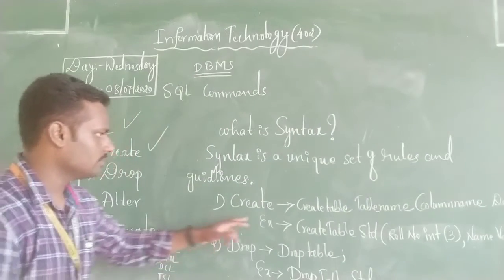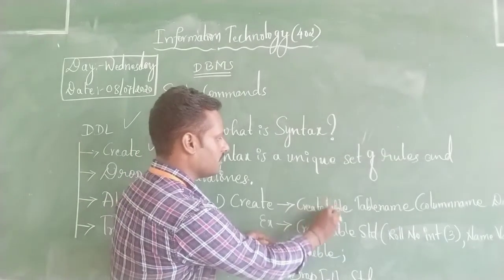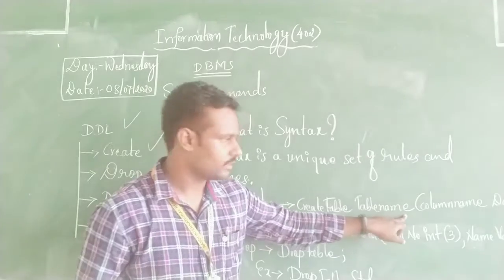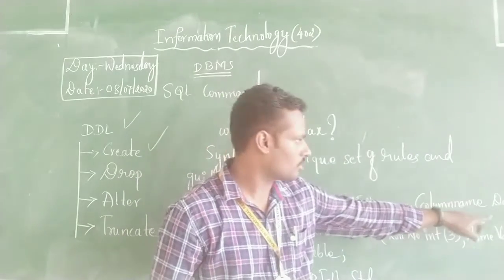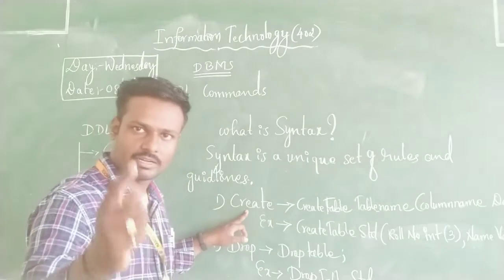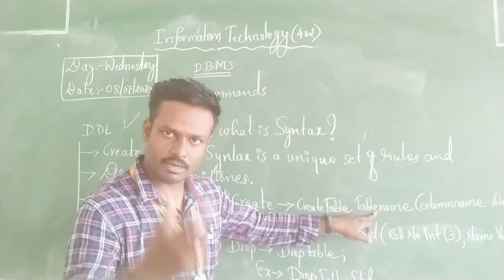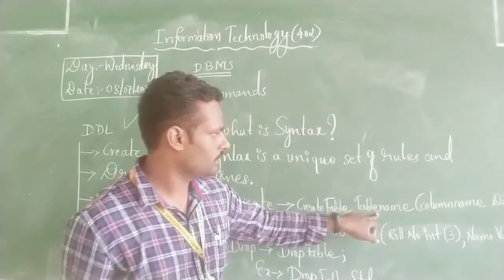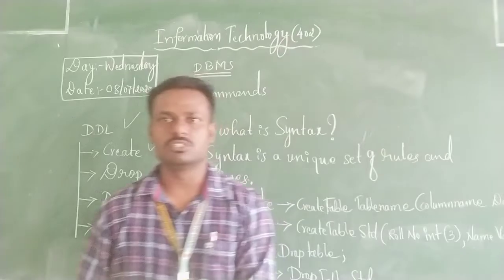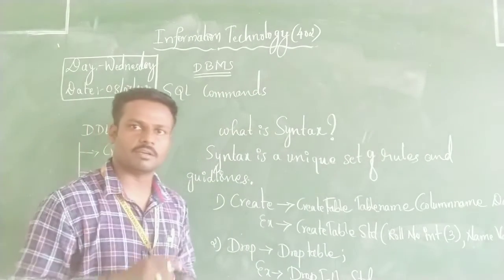The create command syntax is create table, then table name, bracket, column name, comma, its data type, right? So the syntax is create table, space, the table name you have to mention, and then in brackets the column name, meaning the field name, and its data type. This is the syntax of a create command, right?